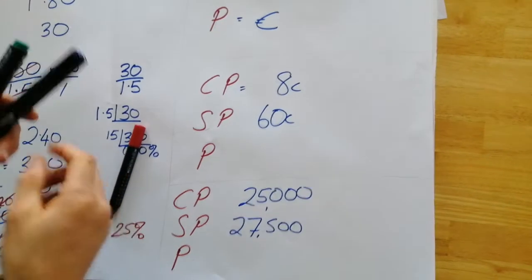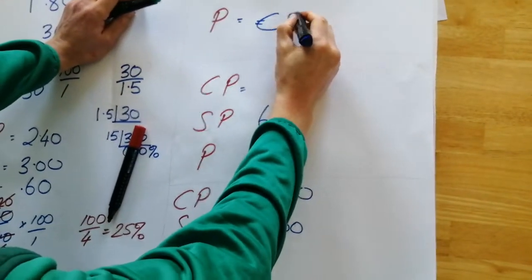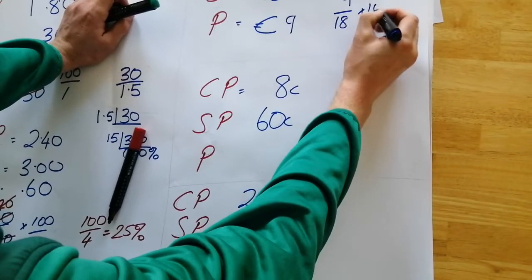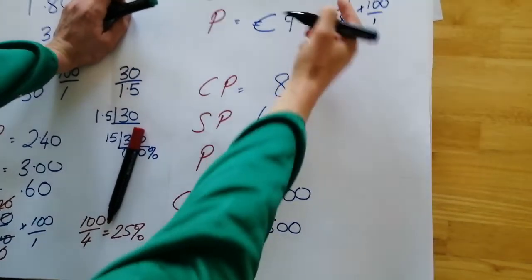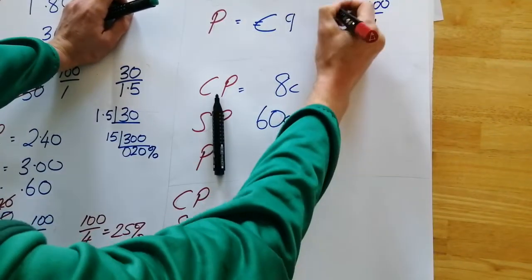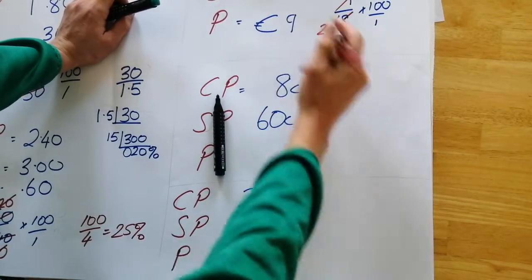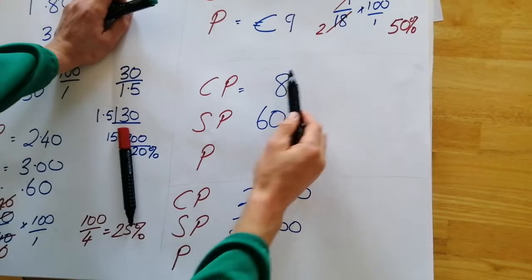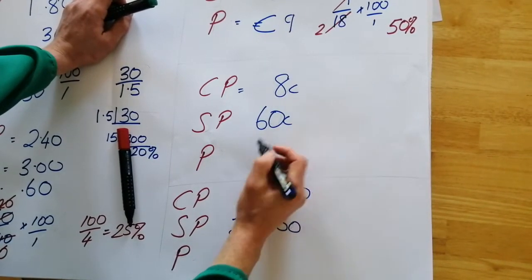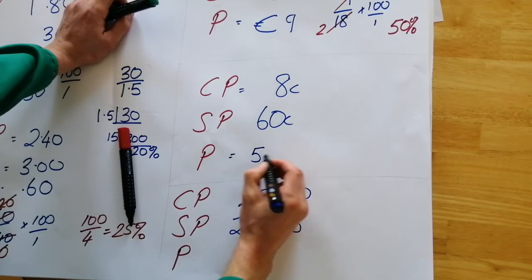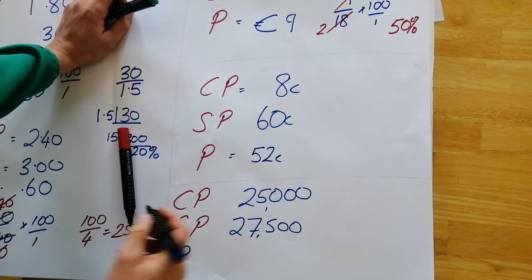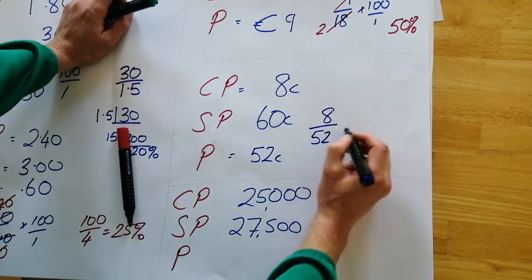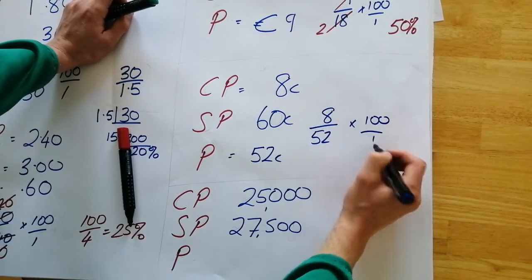Okay, so the profit is €9. Profit over cost price. Okay, that's going to be 1/2. That's going to be a 50% profit. This one here is a bit trickier. The profit is 52 cents. Okay, it's going to be a tricky one. So 8 over 52 by 100 over 1.